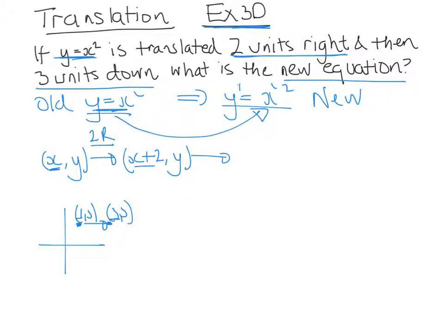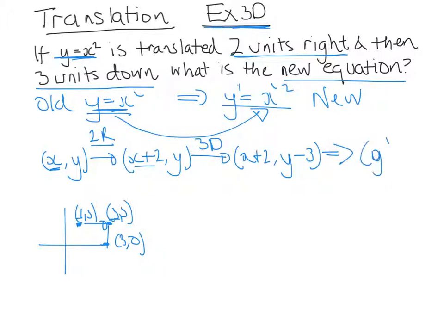Now what happens if we do the next one? 3 units down, so 3 units down, x plus 2. Now let's see, 3 units down. If we translated this point here again, 3 units down, we'd get to (3, 0). So that would mean any value y, we could take 3 off it, and this will be what happens to our old points to get them to our new points.